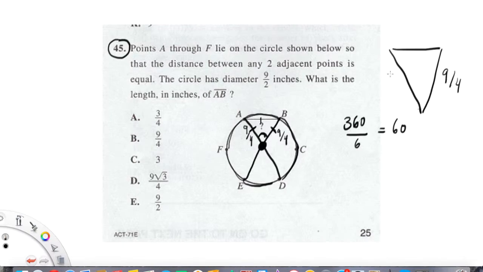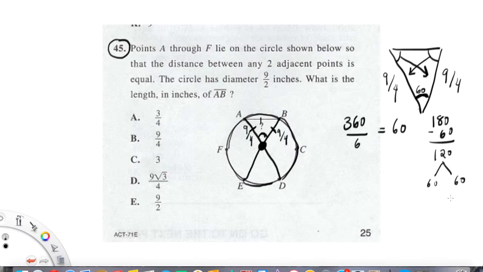That means that these opposing angles are also equal. The angles that are opposite of our sides are equal. So now we know that these two angles are equal. And if this one is 60, that means we have, of the entire 180 degrees in the triangle, we could subtract that 60, know that the other two are 120, and of course, because they're equal, each of those is therefore 60 and 60. When you have three 60-degree angles, you have an equilateral triangle, meaning that our side length of AB is 9/4. Awesome. I hope that helped you solve this question.